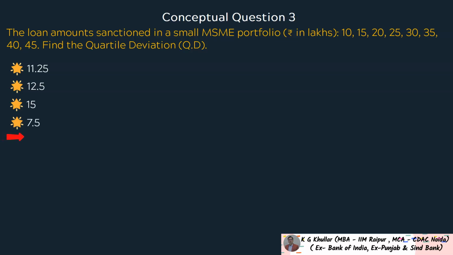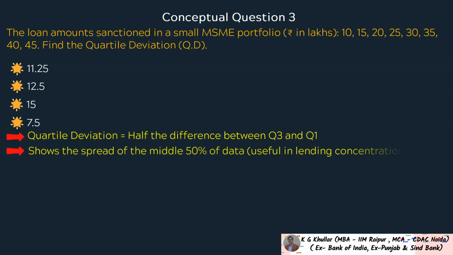Friends, please note quartile deviation is a very important concept from the dispersion topic. And year on year many questions are asked from this part in the ABM paper. So please remember, quartile deviation is half of the difference between the third quartile, that is Q3, and the first quartile, that is Q1. It shows the spread of the middle 50% of data and is useful for bankers in understanding lending concentration.